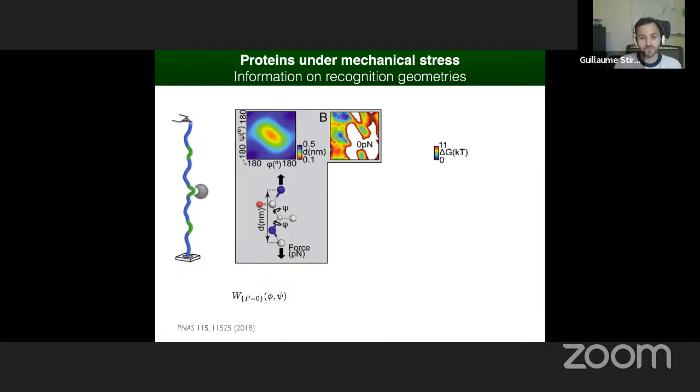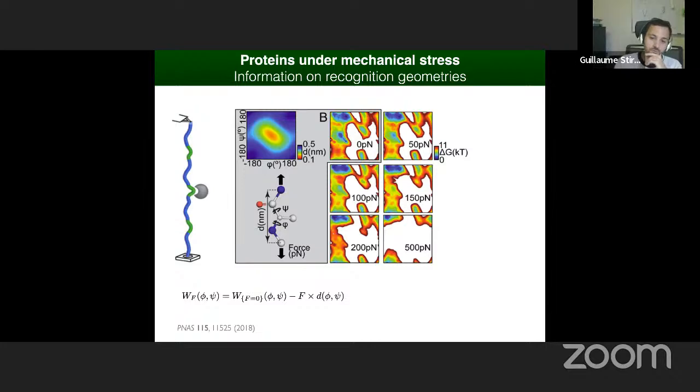standard free energy calculations, right? And when you add a force, you have a term which is added, which is minus F, which is a work, basically, minus F times the distance between the extremities of your residue, which is a function of the dihedral angles, right? So the closer these dihedral angles are to 180 degrees, the more extended your backbone. And if they are smaller, your backbone is more compact.